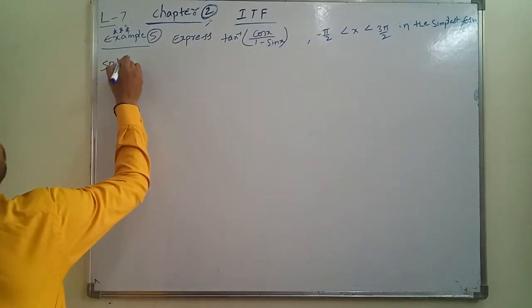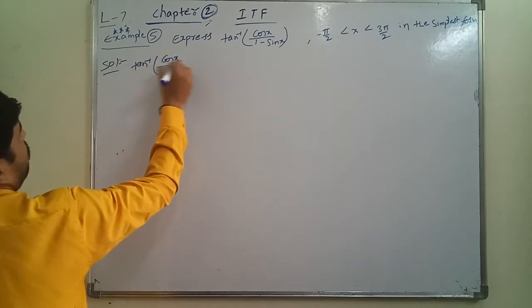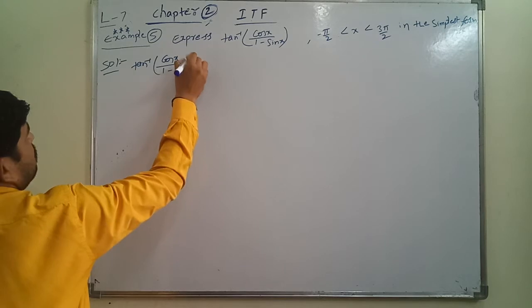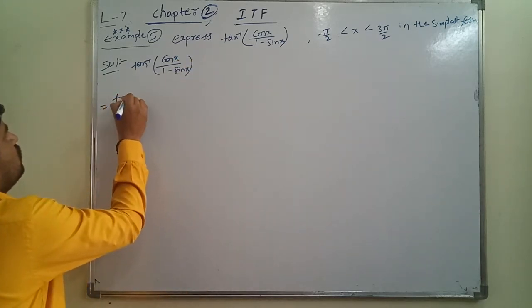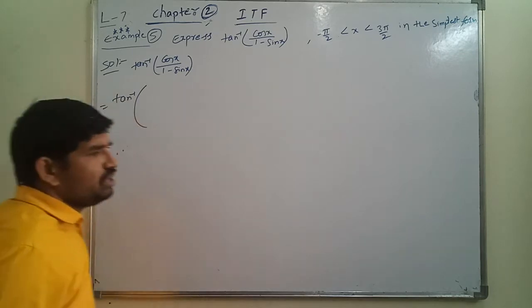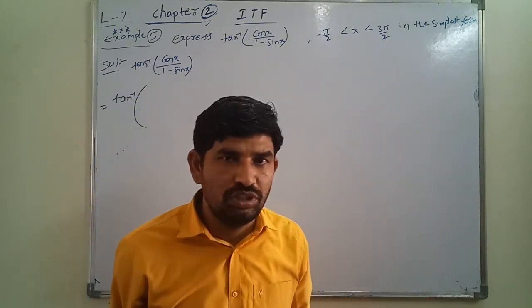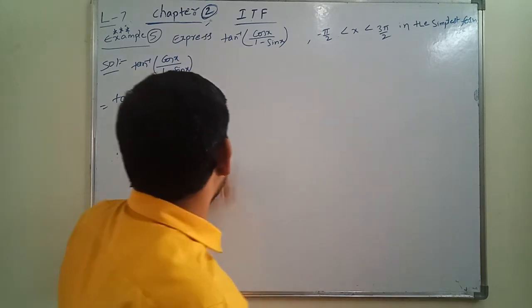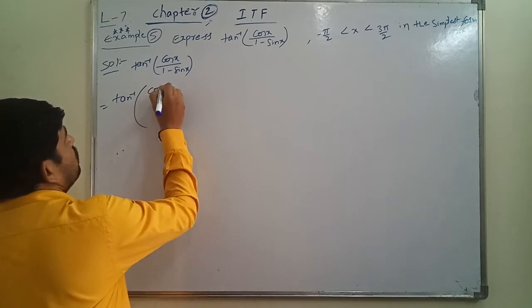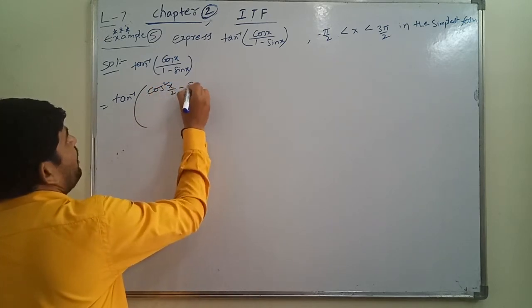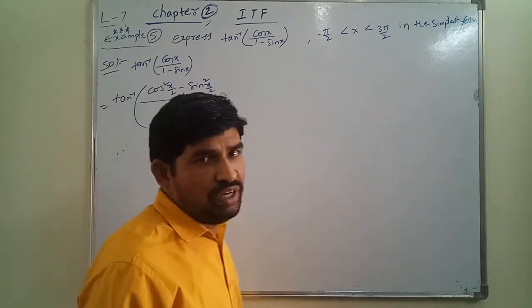Now I am taking the solution: tan inverse of cos x by 1 minus sin x. Now I will write for this: tan inverse of, we know that again we have to observe the trigonometric ratios chapter in the first PUC. So here, for cos x I will write cos square x by 2 minus sin square x by 2. This is a very important formula. The cos square formula we are writing here.